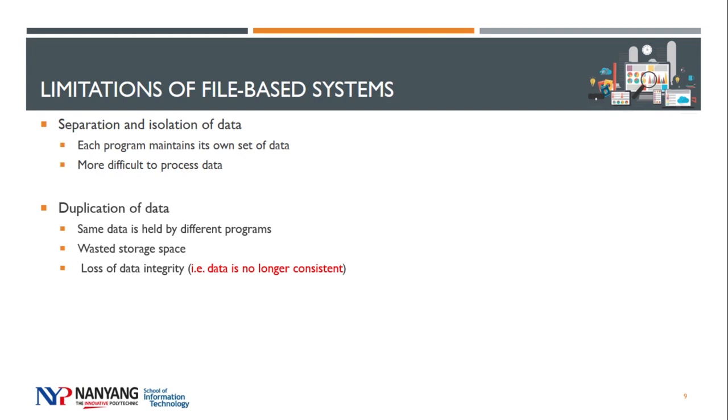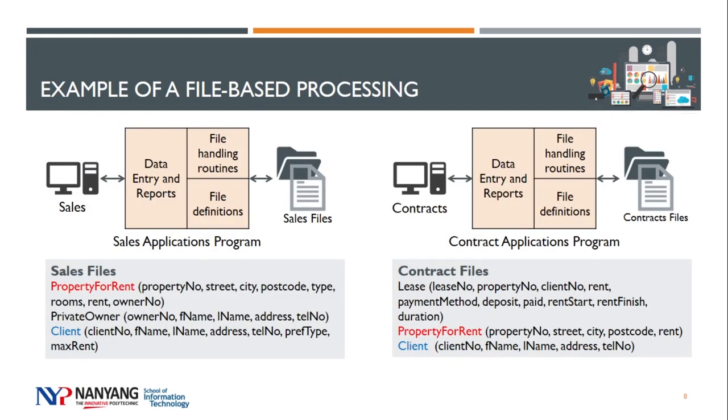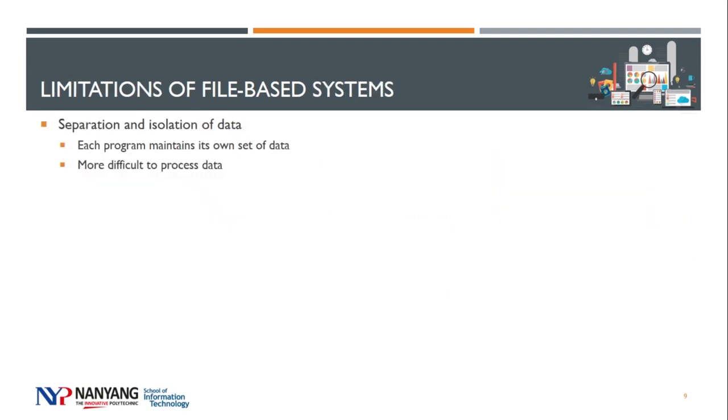And why is that so? Assuming in the previous slide, some changes are made in the sales file-based system. The change will not be reflected in the contracts file-based system. So this affects the integrity of the data, when the sales team and the contracts team look at the assumingly same set of data, but some changes have already been made to it.